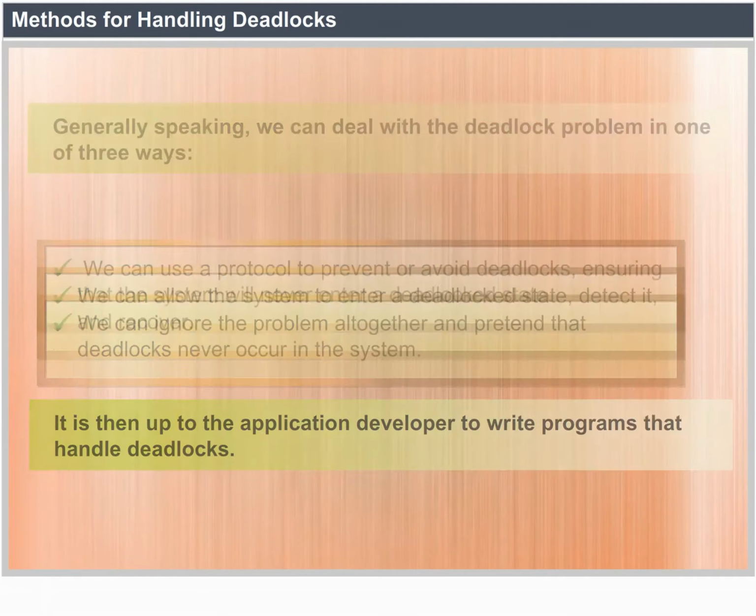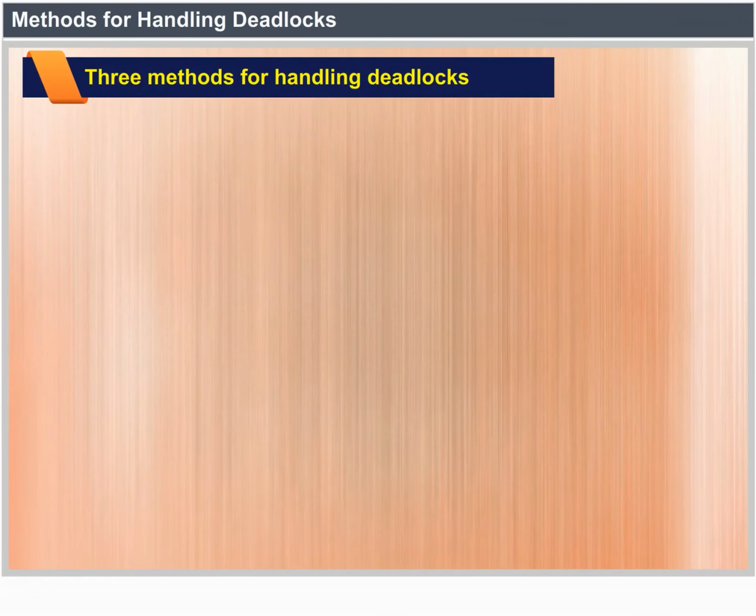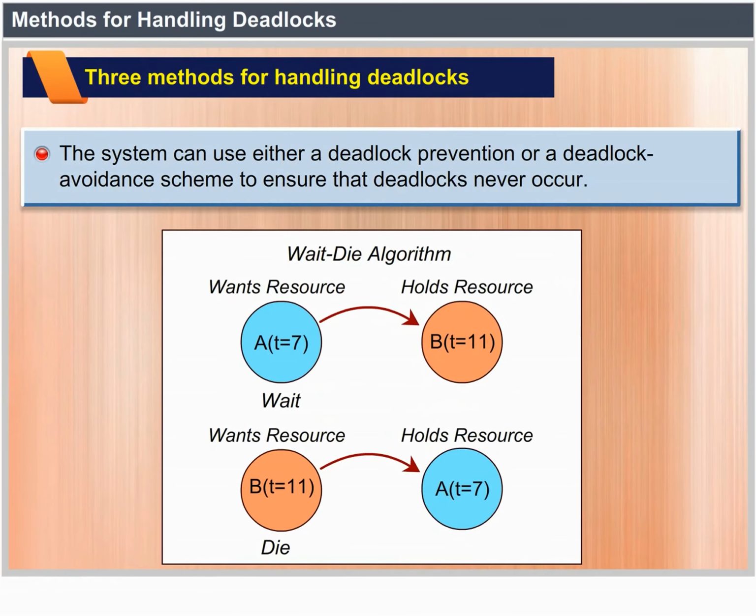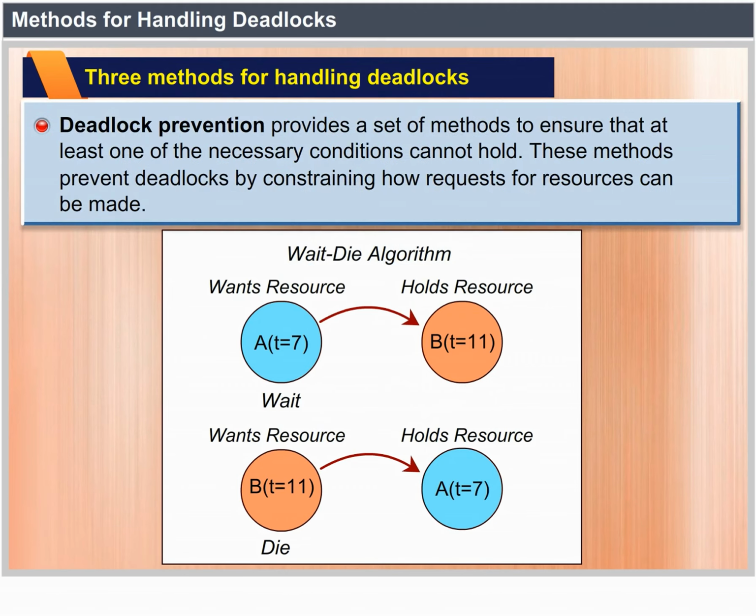To ensure that deadlocks never occur, the system can use either a deadlock prevention or a deadlock avoidance scheme. Deadlock prevention provides a set of methods to ensure that at least one of the necessary conditions cannot hold. These methods prevent deadlocks by constraining how requests for resources can be made.